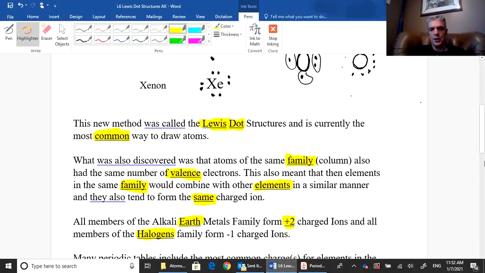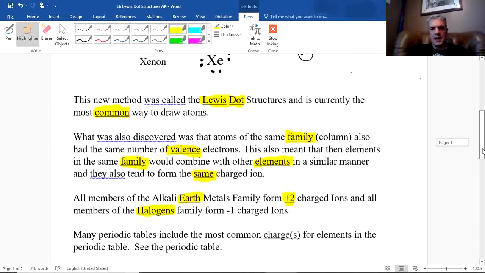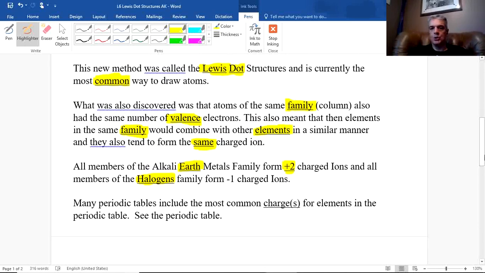But just before I do, I said many periodic tables include the most common charges for the elements in the periodic table. So I mentioned at the top of the show you've got to make sure you have one of these periodic tables that actually shows the most common charges. So I had to go and make sure I had one of these in our textbook.